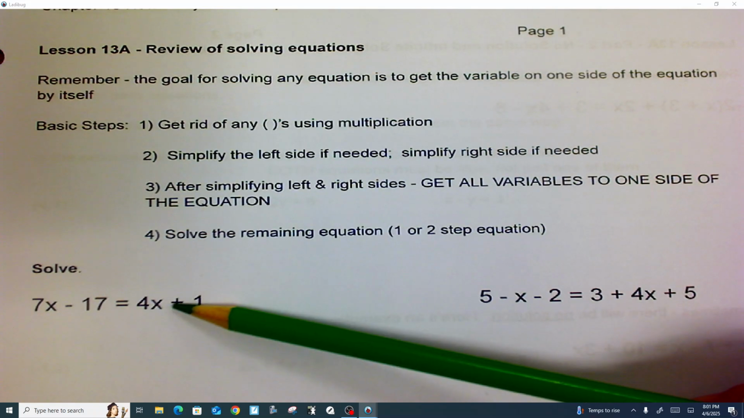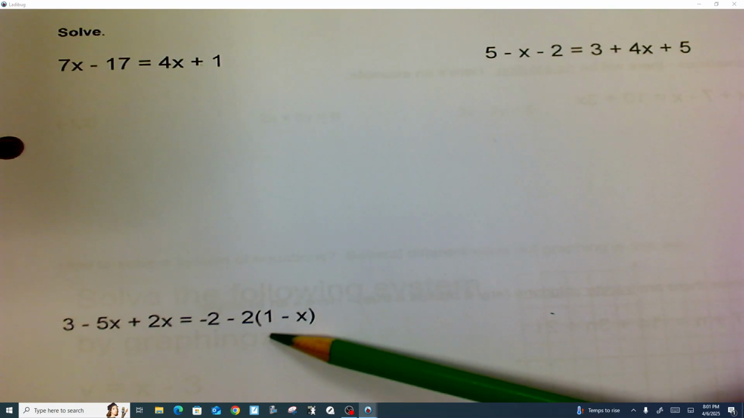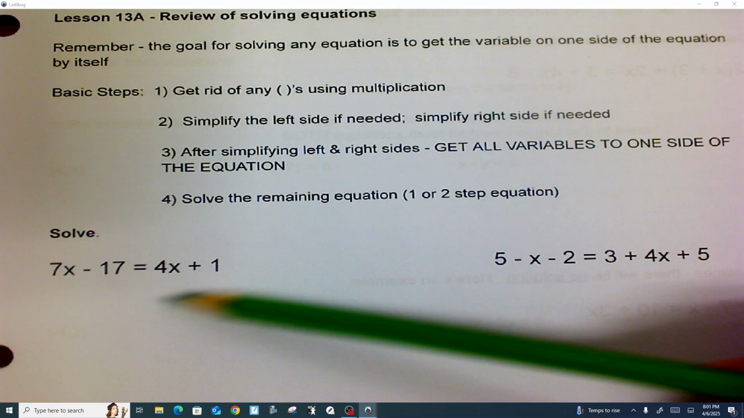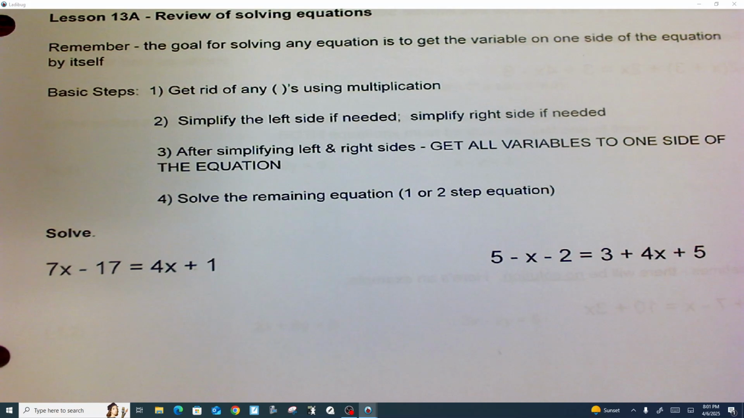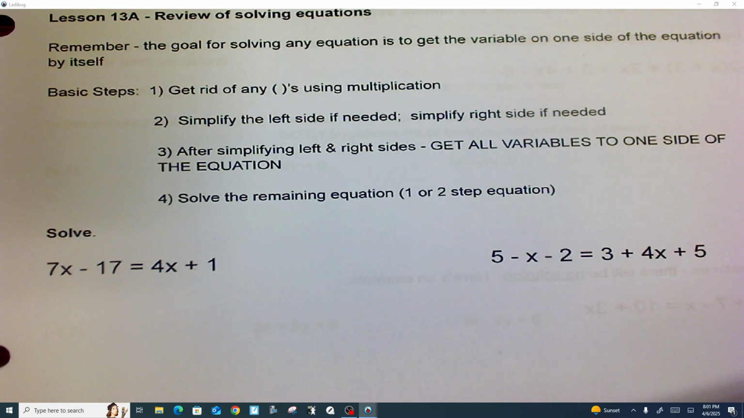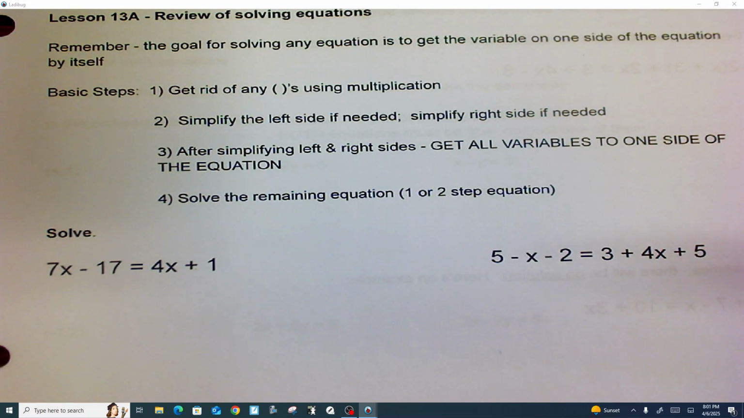And rather than solving this equation all the way through and then doing this one all the way through and then going down to the third one, what we'll do is go through these four steps, one step at a time on each equation. Okay? So, step one, get rid of any parentheses using multiplication. Are there any parentheses here? Nope. What about on this one? Nope.